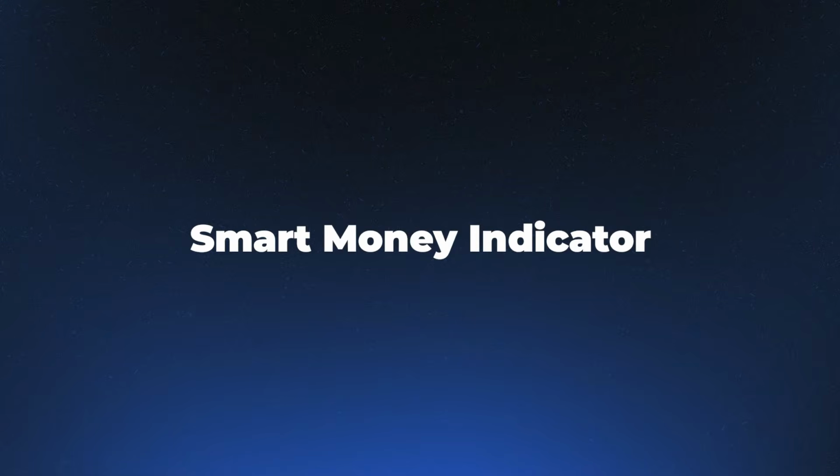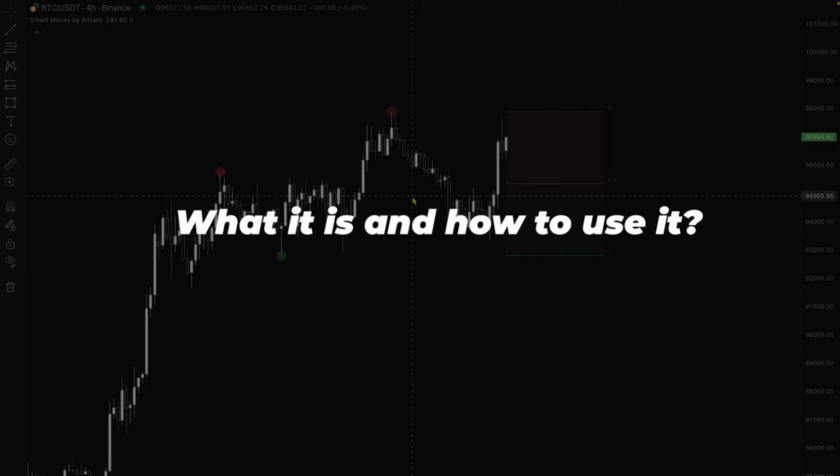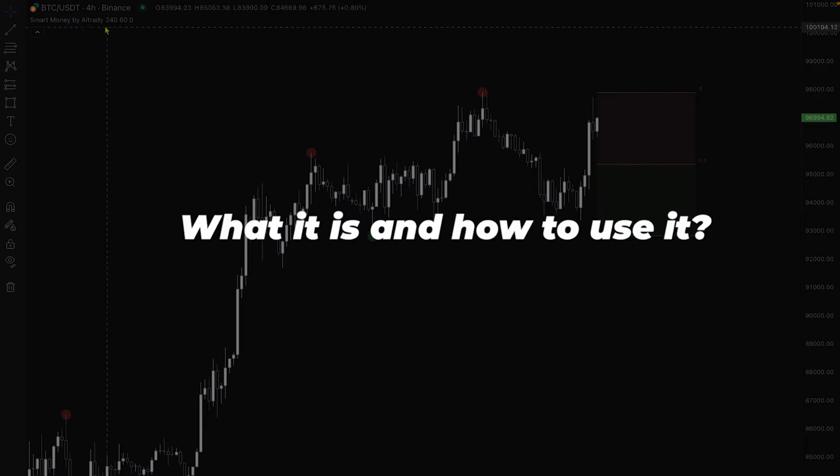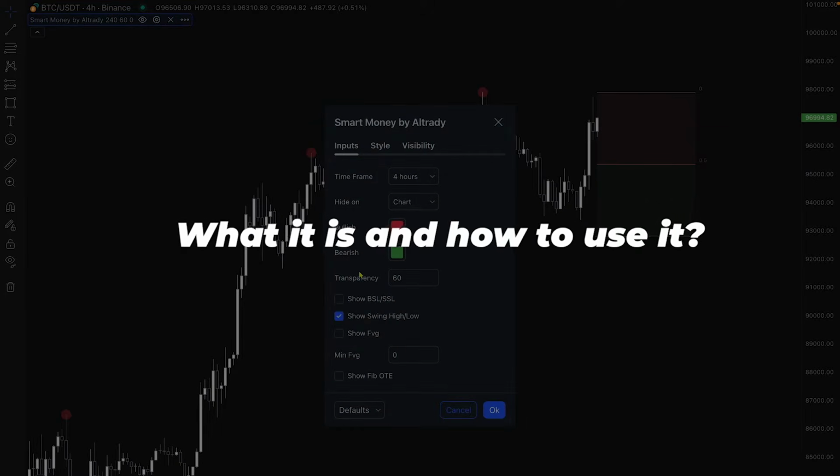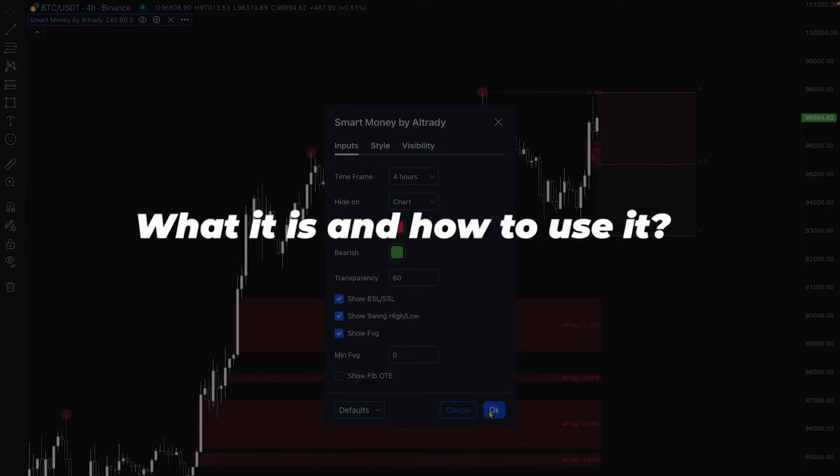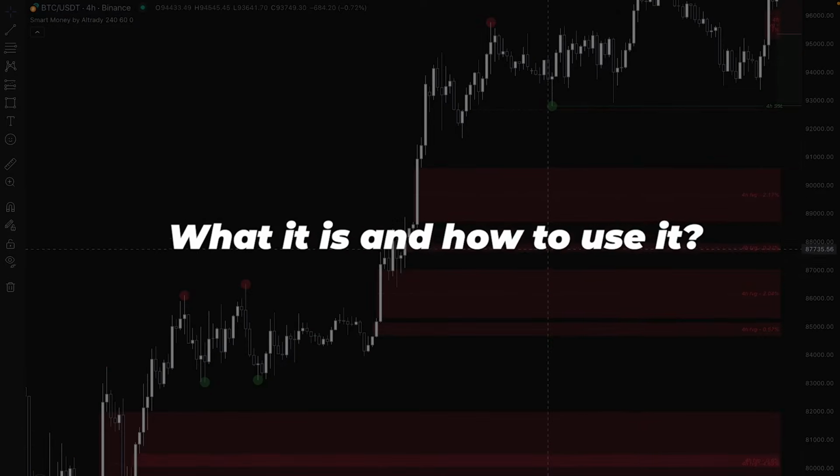Today I'm going to show you one of the most powerful tools ever integrated into the platform, the Smart Money Concept Indicator. We'll talk about what it is, how to read it, how to use it, and most importantly, how it can drastically improve the quality and profitability of your trades. If you want to take your trading to the next level, stay with me.